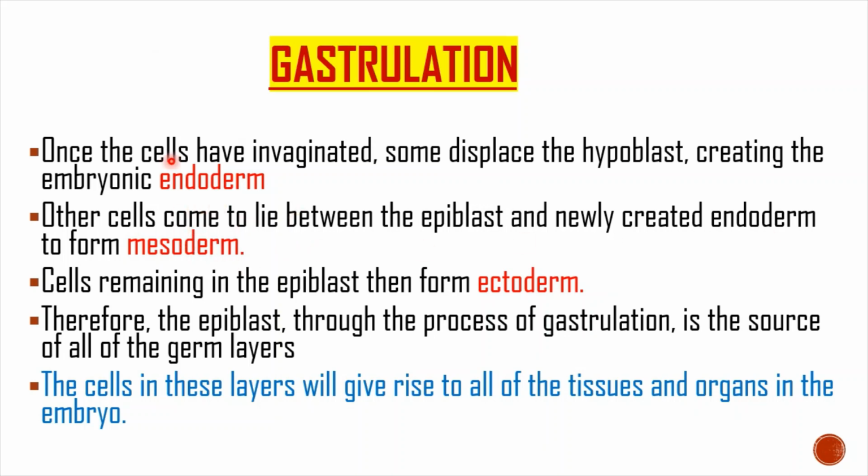Alright, so this is what we were talking about. Once the cells have invaginated, some displace the hypoblast, creating the embryonic endoderm. Other cells come to lie between the epiblast and the newly created endoderm to form the mesoderm. Cells remaining in the epiblast then form the ectoderm. Therefore, the epiblast, through the process of gastrulation, is the source of all the germ layers. The cells in these layers will give rise to all of the tissues and organs of the embryo. This is the process of gastrulation, and it's very important to explain.